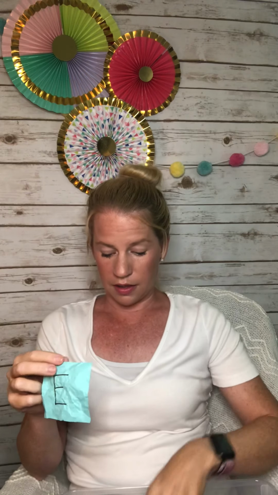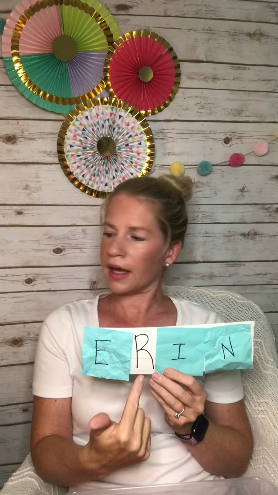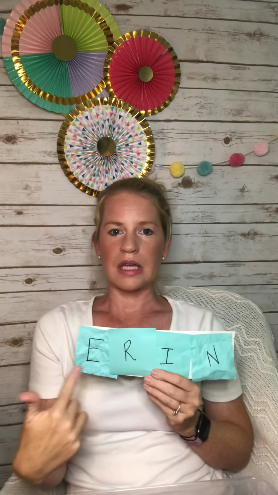And then they'll open up the egg, uncrumble it, and match it with the letter in their name. Okay, we found E, I, and N. What letter do we need now? We need to find the letter R. Okay, let's open up another egg or look for the letter R. When they find it, make a match. Look, we wrote your name, E-R-I-N.